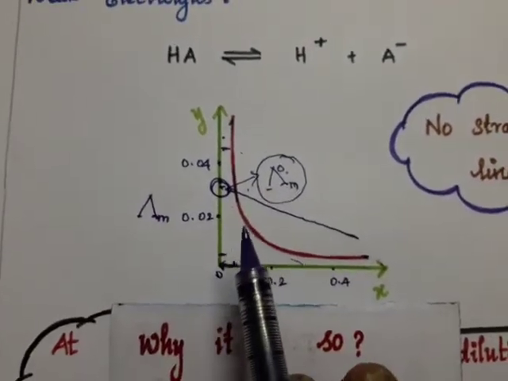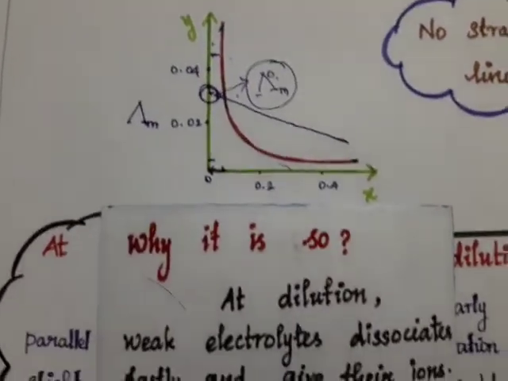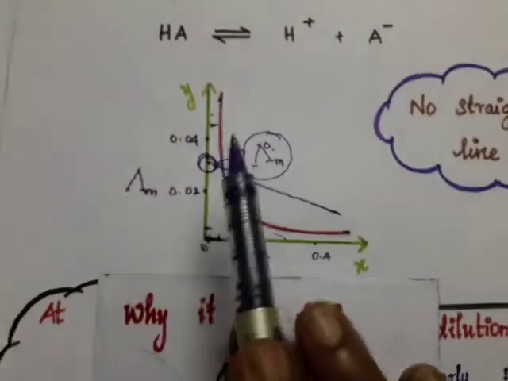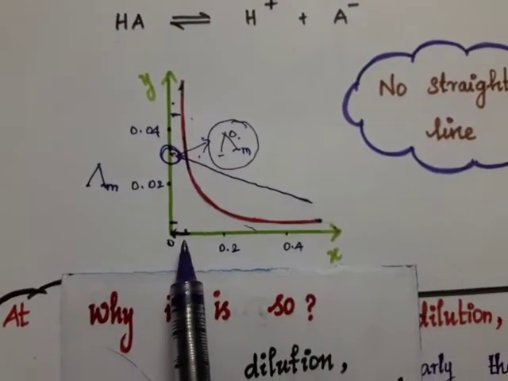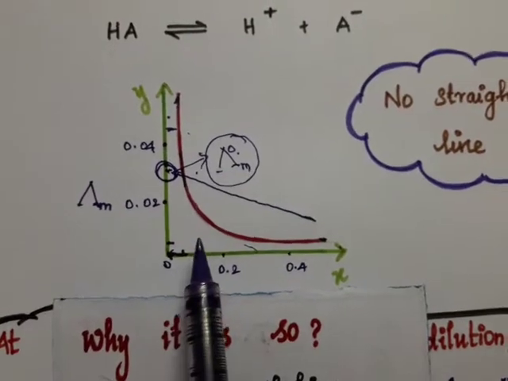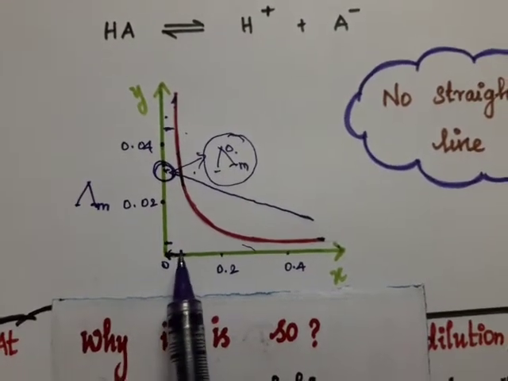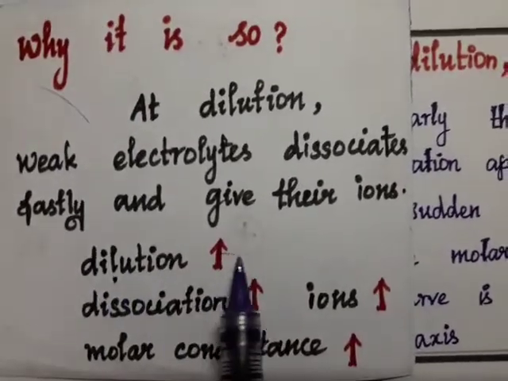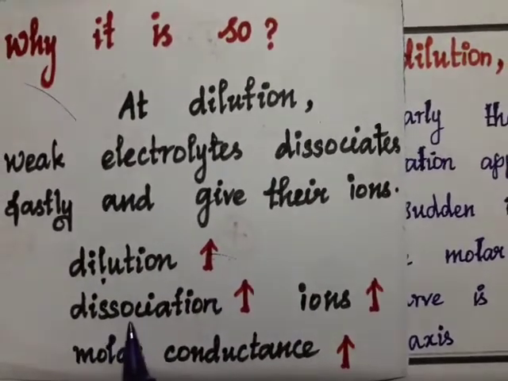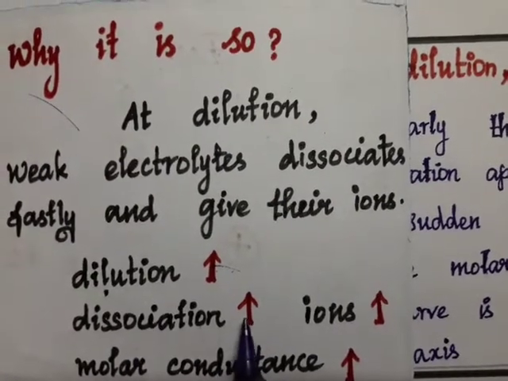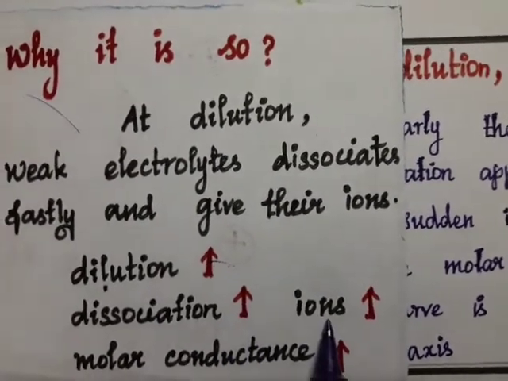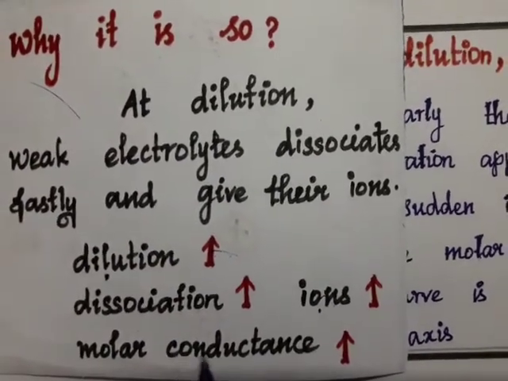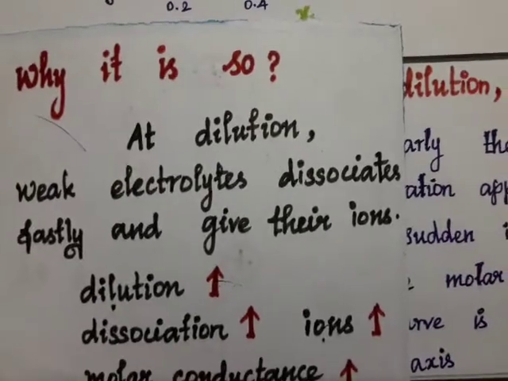If it conducts, the molar conductance will be raised. That's why there is a sudden increase in the graph at very low concentration, when the concentration is nearly approaching zero. So that's what we have written: if the dilution increases, dissociation of the weak electrolyte increases. If the dissociation increases, the ions produced increase. If the ions increase, molar conductance also increases.